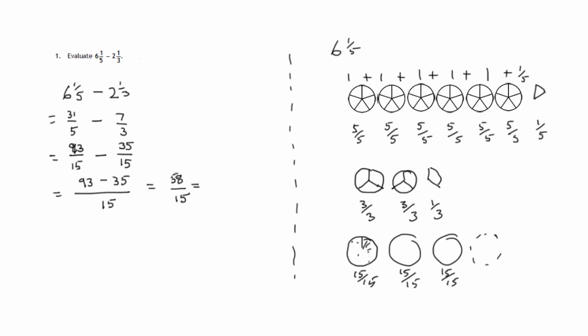So 15 into 58 goes 3 times. That's 45 with a remainder of 13. So we'll have 13 of these 15ths left over. So 15 into 58 goes 3. That gets us up to 45. Remainder 13. 13 of these 15ths left over. So there's our answer. 6 1/5 minus 2 1/3 is 3 13/15.